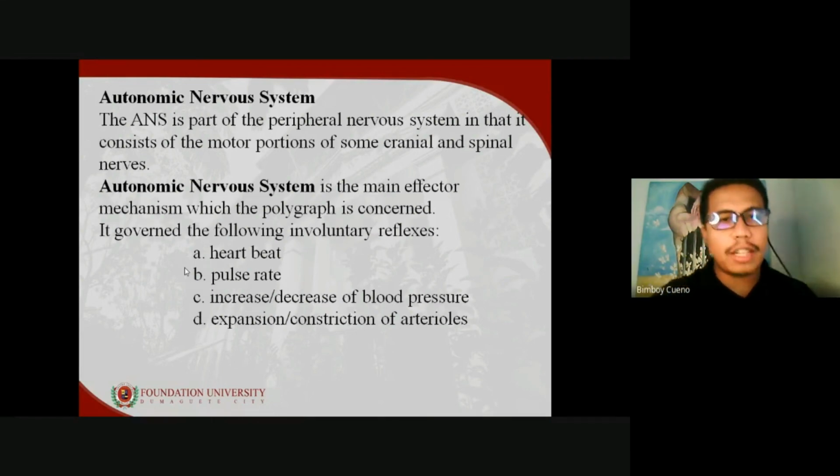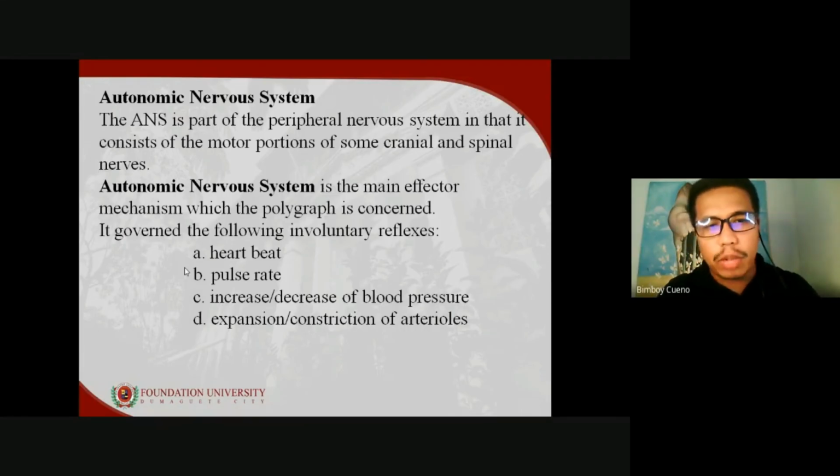So we have the autonomic nervous system. The ANS is part of the peripheral nervous system in that it consists of the motor portions of some cranial and spinal nerves. The autonomic nervous system is the main effector mechanism with which the polygraph is concerned. It governs the heartbeat, the pulse rate, the increase or decrease of blood pressure, expansion or constriction of the arterioles.